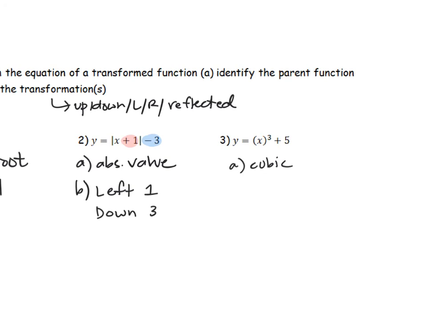I see one shift, and it is outside of the cubic exponent. It's outside of the exponent 3. That means up or down. And when we're talking about up or down, positive means up. So +5 means that this is shifted up 5.